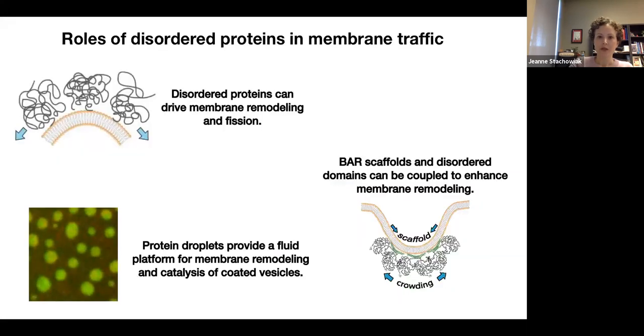Okay. All right, so that was a lot. I hope I didn't overwhelm you with too much information, but just to conclude here, I'll say we've talked about how disordered proteins can drive and sense membrane curvature, and how coupling them to an ordered protein like a BAR domain can really lead to some synergy where the structured portion and the disordered portion are working together to bend and remodel the membrane. And then that these protein droplets, we're really still learning about what their function is in endocytosis, but they may be providing a fluid and therefore really efficient and flexible catalytic platform for initiating endocytosis.